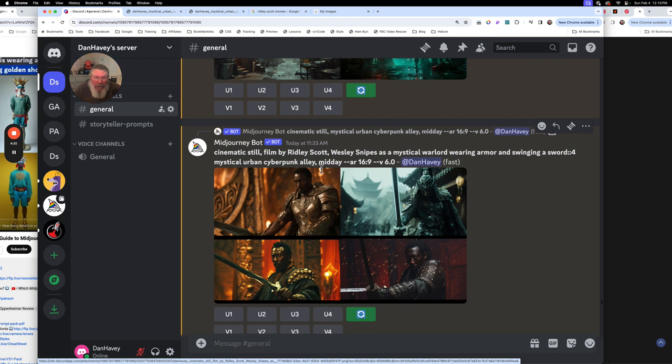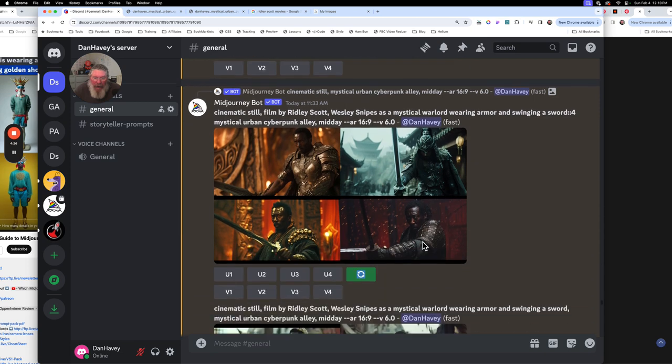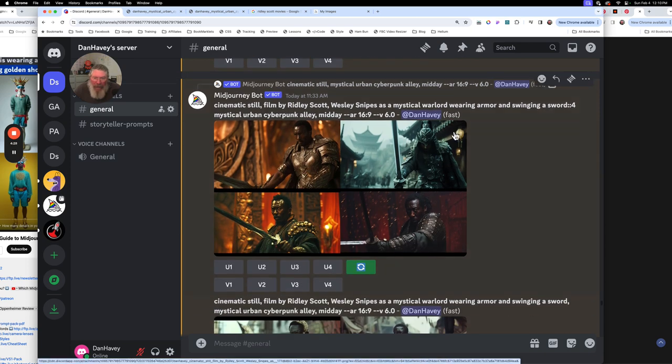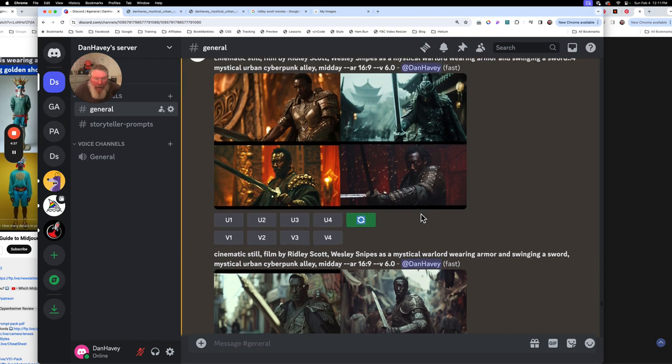So this is what we started off with right here. And we got three characters right here that kind of sort of look like Wesley Snipes. This guy really doesn't at all, but you can't see his head. And it's also kind of a pagoda Japanese kind of thing. And this is in 6.0, which is where I'm staying from now on.